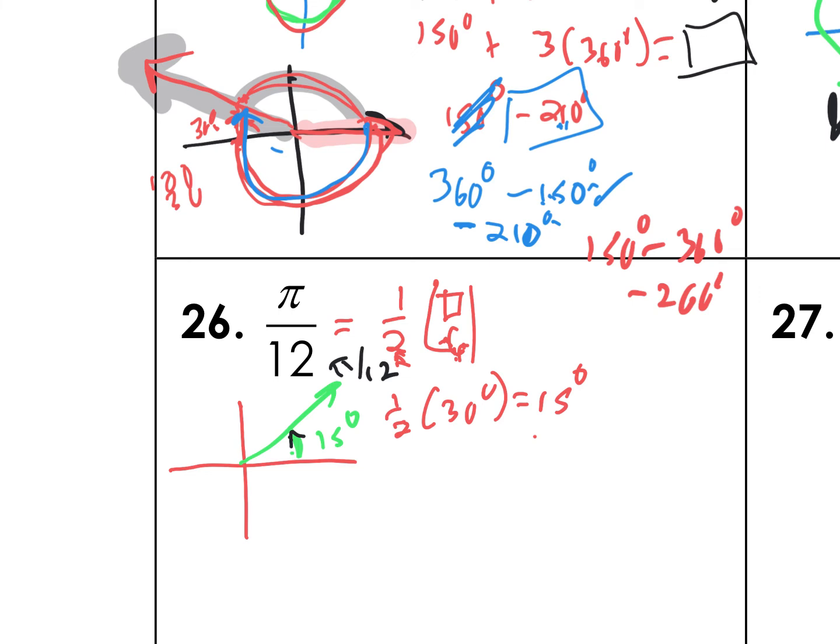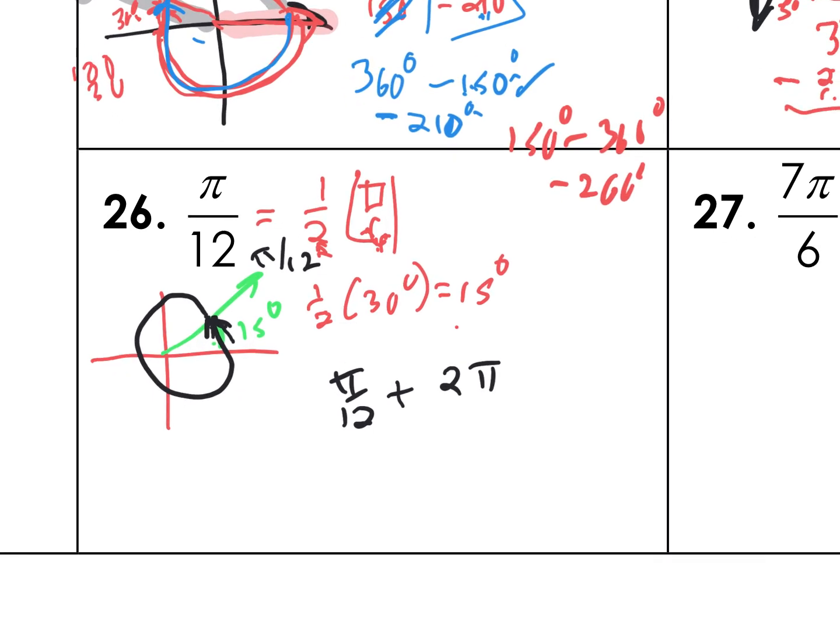So what do I do if I want a positive coterminal? I take my pi over 12 and I go all the way around. Now I'm going to try to trick you. Would I add 360 degrees? I don't hear you. You should be saying no because we're in radians. I should be adding 2 pi. And I'm pretty sure the author is going to make us simplify that. This is the exact answer. There's nothing wrong with that answer, but it's not simplified.